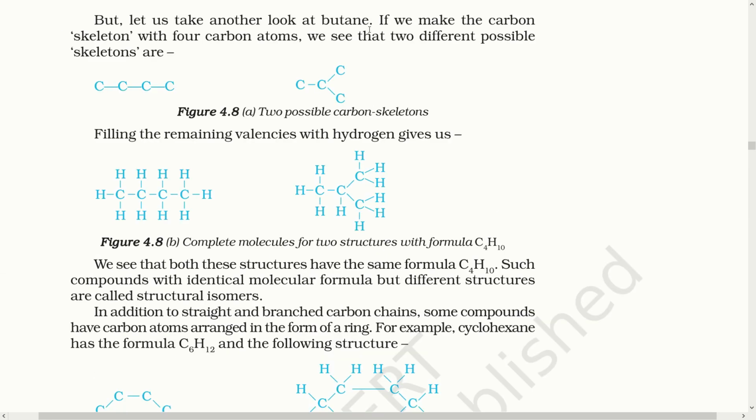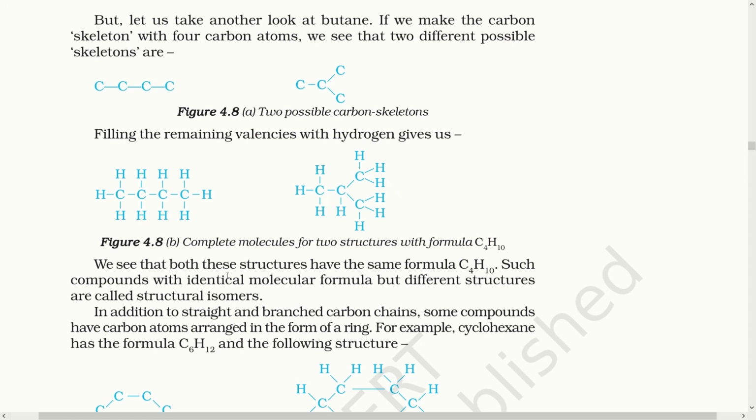But let us take another look at butane. If we make the carbon skeleton with 4 carbon atoms, we can see 2 different possible skeletons: a single chain with single bonds like this, and a branched chain. Thus, one carbon shares one electron with one carbon, while the other carbon shares two electrons with two other carbons. So, filling the remaining valencies would be something like this. In the first part, if each carbon shares electrons with the next, it would have a configuration like this. While if one carbon shares one electron with one carbon atom, and the other carbon atom shares electrons with two other carbon atoms, the structural formula would become something like this.